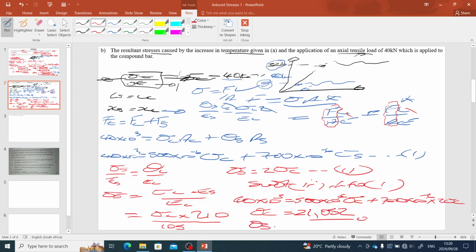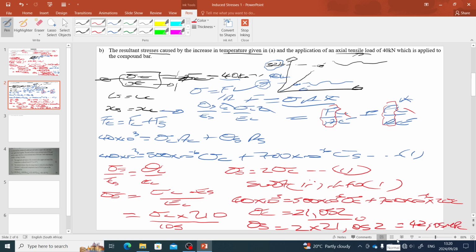Then our stress in steel would be 2 times 21,052. Then you get your stress in steel multiplied by 2, then you get your answer as 42. Now our stress in steel, it is what? 42,105 megapascal. Right. This is how you tackle this question.